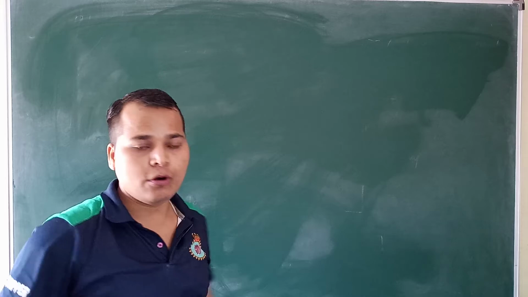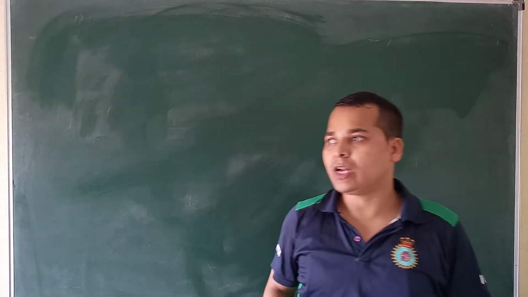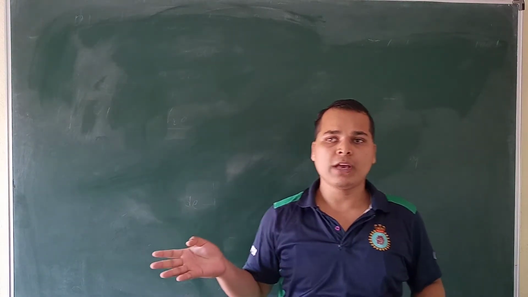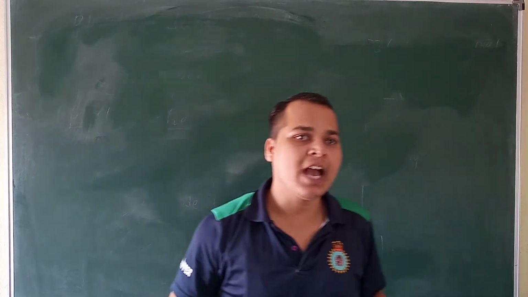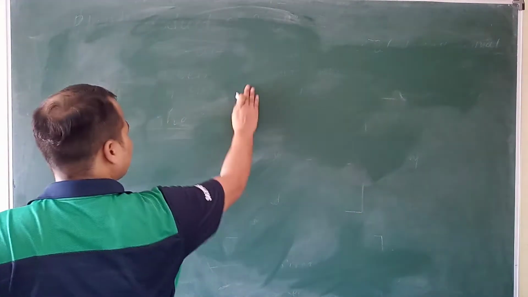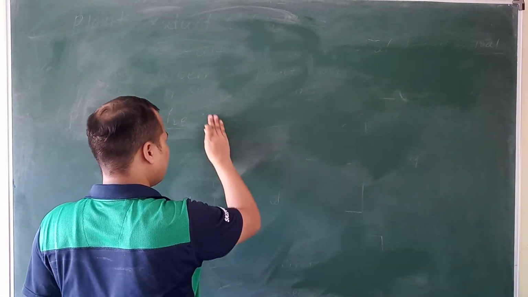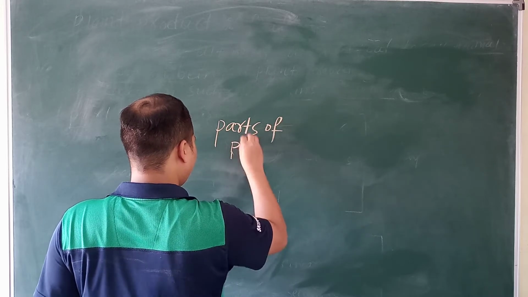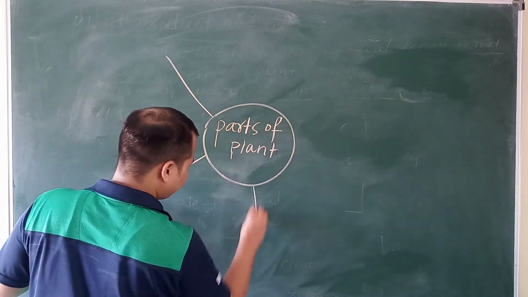Okay, so let's discuss the different parts of the plant. In our surroundings we take so many fruits, stems, roots, flowers, leaves, but we cannot tell which one is the root, which one is the stem, which one is the leaves. So today I will discuss all the parts of the plant. So make a circle. Many examples are there.